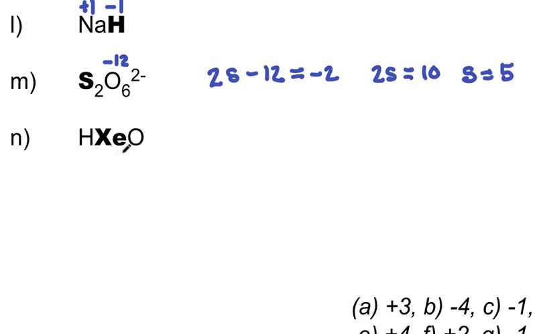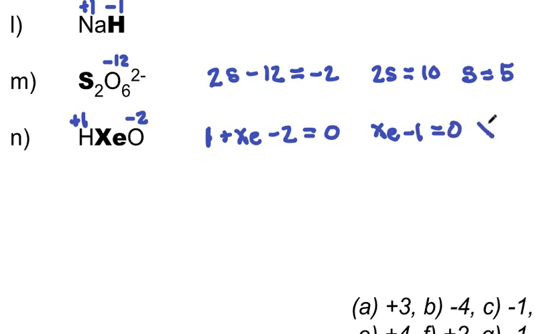And last one, this is some xenon thing. We have -2 from our oxygen, +1 from our hydrogen, don't know what from our xenon. 1 plus whatever xenon is minus 2 has to equal 0 because there's no charge given for this. 1 minus 2 is negative 1, so we get xenon minus 1 equals 0. Add 1 to each side, and the oxidation state for xenon here must be positive 1. Not too bad? Hopefully not too bad.